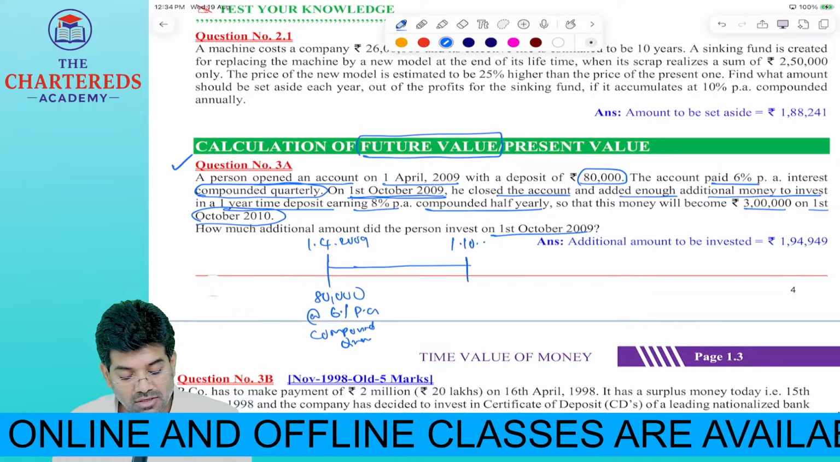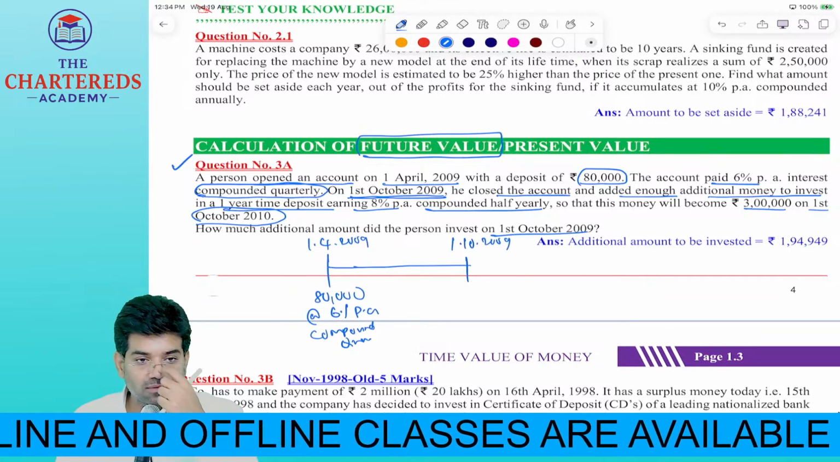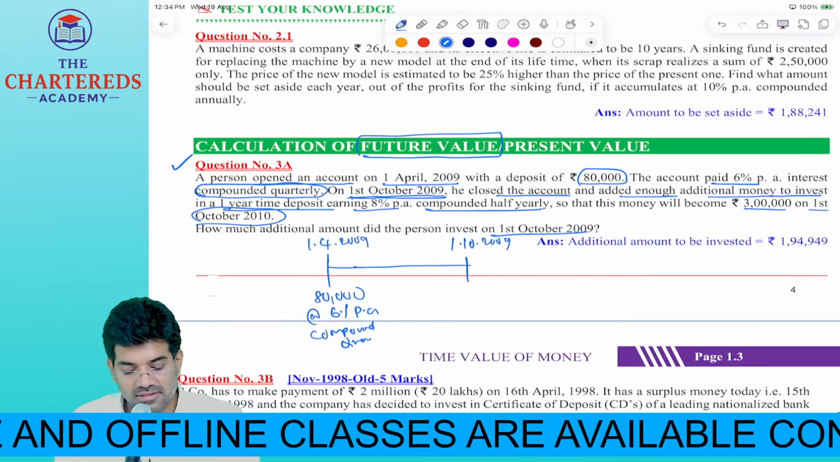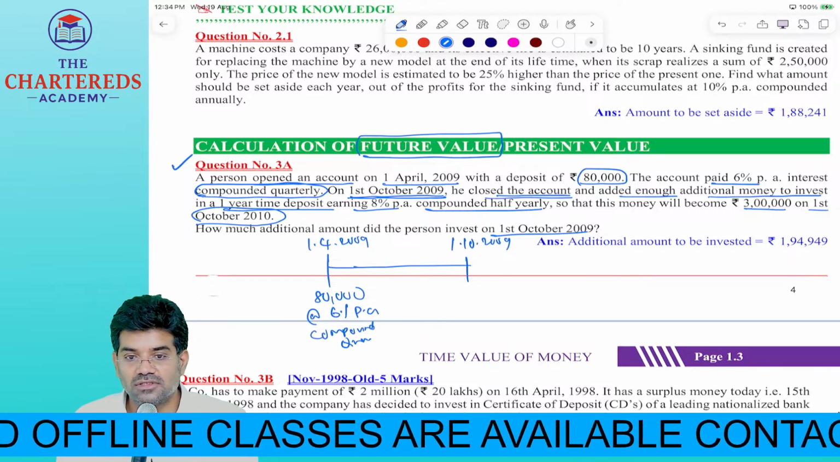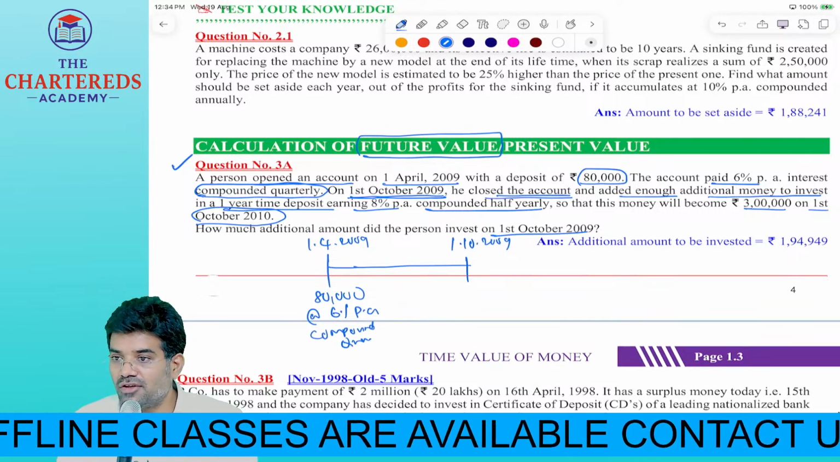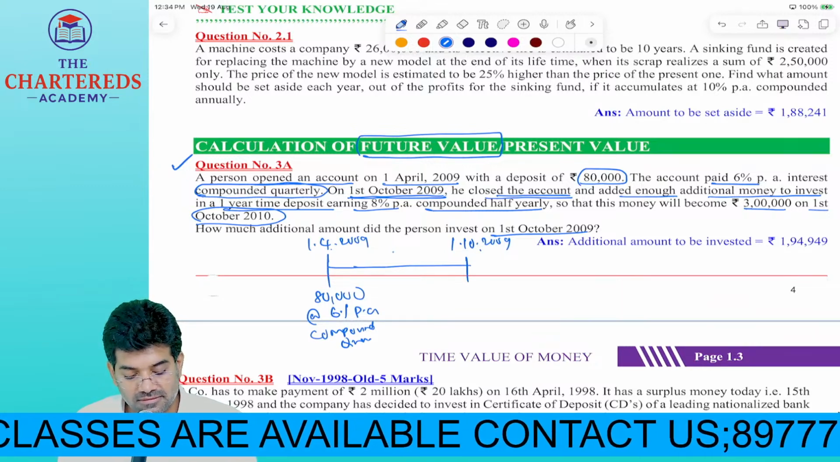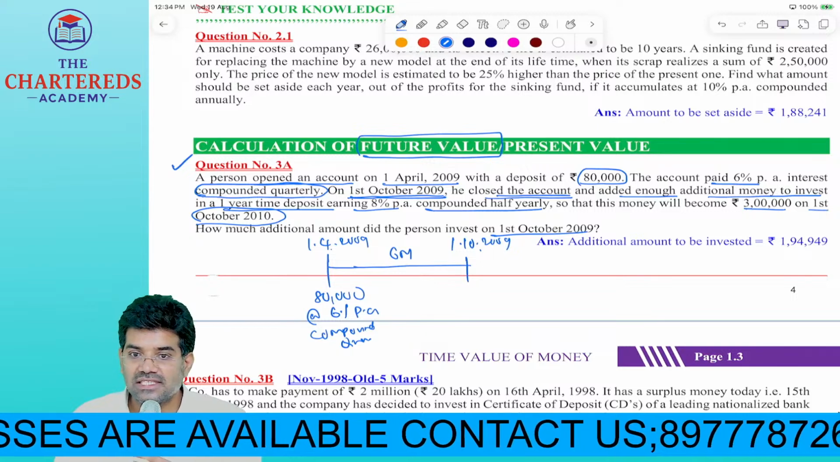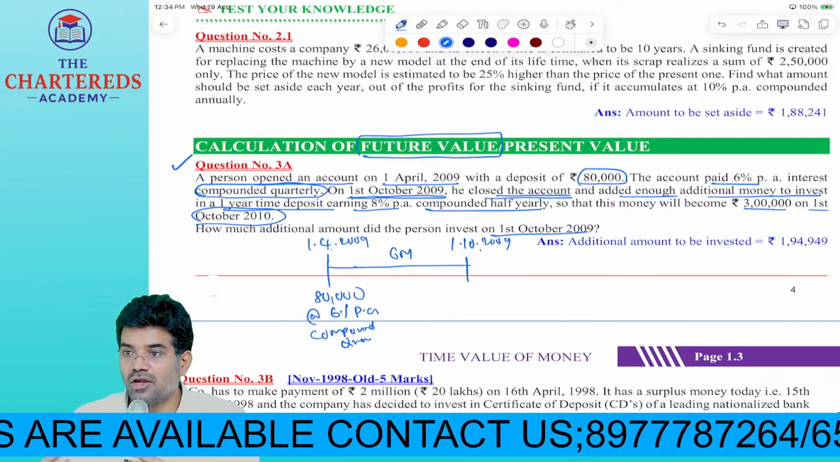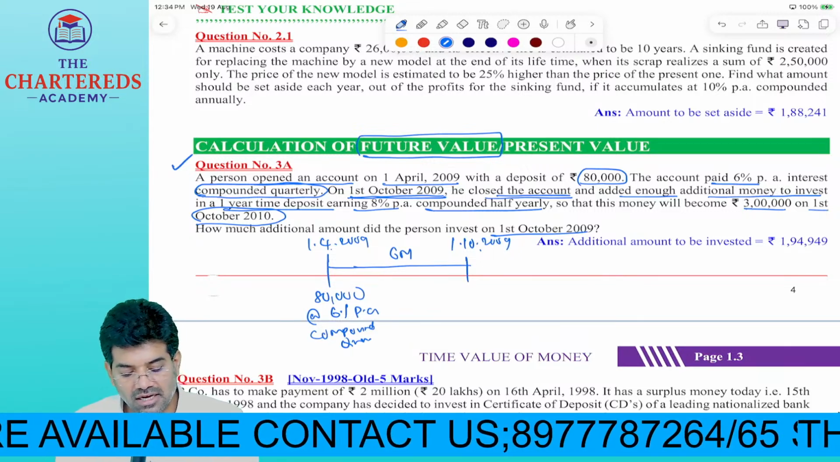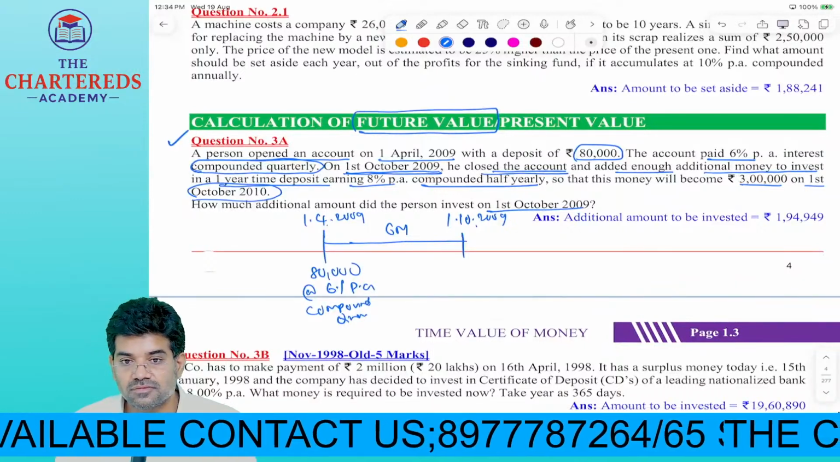1st October 2009 రోజు ఏం చేశాడు మనోడు? విత్డ్రా చేశాడు మనీ. He closed the account. మరి క్లోజ్ చేసినప్పుడు మనకి మెచ్యూరిటీ వాల్యూ వస్తుందా లేదా? ఇప్పుడు చెప్పండి, 1st ఏప్రిల్ నుంచి 1st అక్టోబర్ అంటే ఎన్ని మంత్స్? 6 months కి మనకి ఇంట్రెస్ట్ వస్తుందా? సో చెప్పండి, ఆ రోజు ఫ్యూచర్ వాల్యూ ఎంత? ఎలా క్యాలిక్యులేట్ చేయాలి?